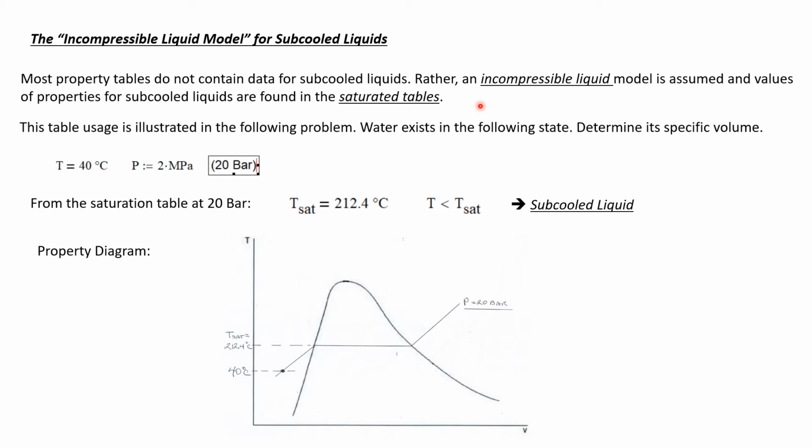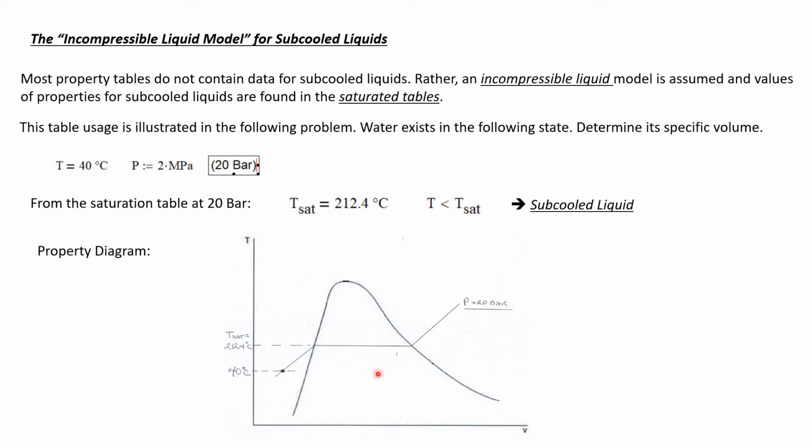Water does have its own compressed liquid table, but we found that there are places where we can't even get on that table. So let's look at this problem. This is one of those values that are not on the compressed liquid table. We have subcooled water at 40 degrees C and 2 megapascals, which is 20 bar. And we find the saturation temperature is 212.4 degrees. Now, our temperature of 40 degrees C is much less than that. So I know I'm dealing with a subcooled liquid.